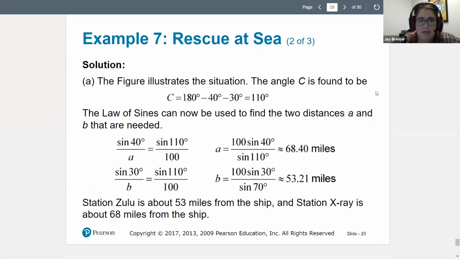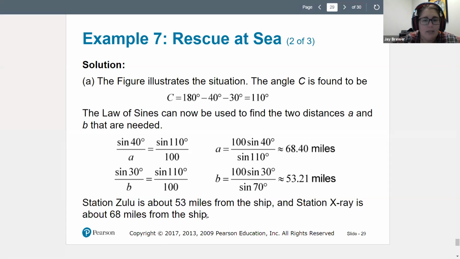Okay, so for part A, we're looking to find angle C. How do we know that's correct? So we're just going to take 180 degrees and we're going to subtract 40 degrees and 30 degrees. Okay, so C is going to be equal to 110 degrees. All right, now that we have that, we can go through and find our mileage for each of the ships.